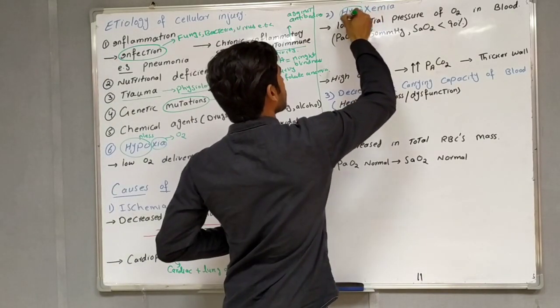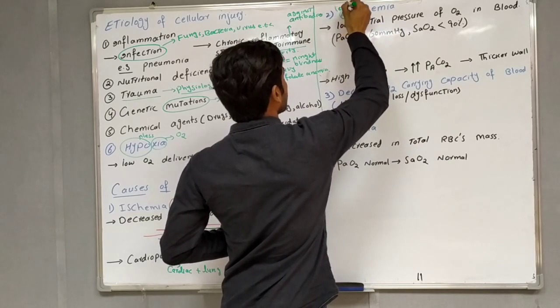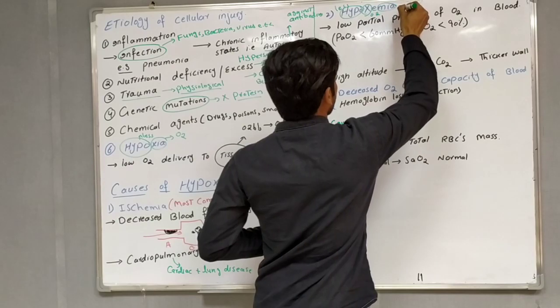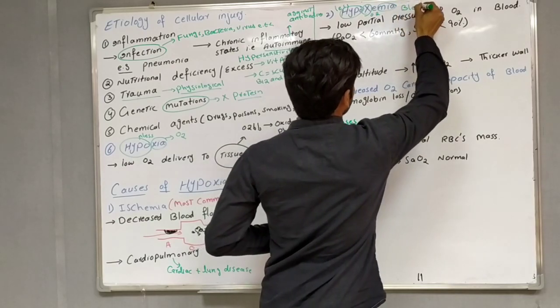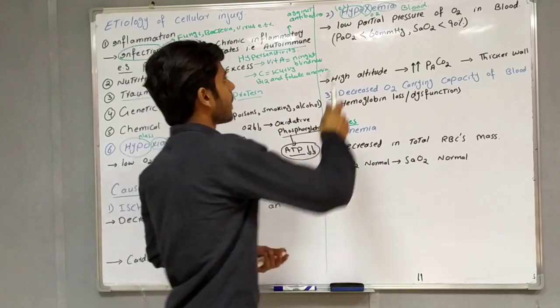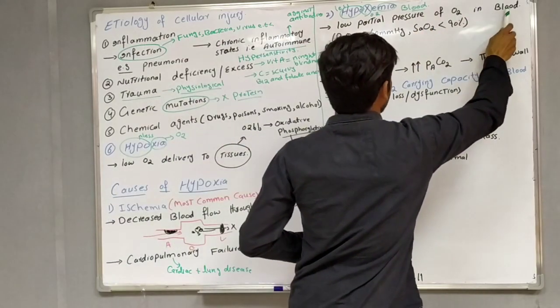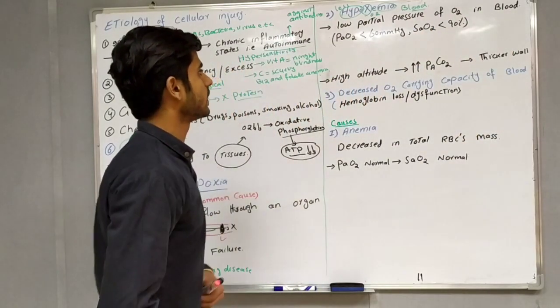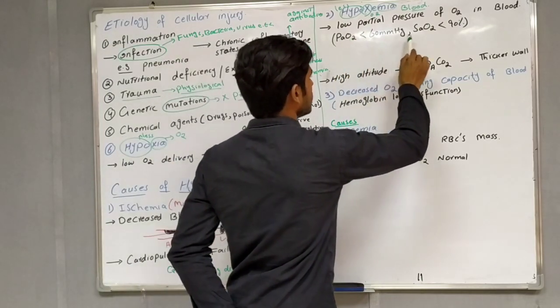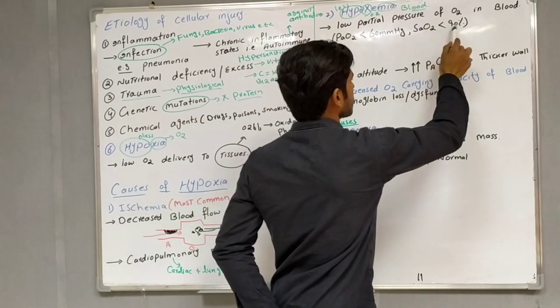Hypo means less. Oxy stands for oxygen, and emia stands for blood. So the definition of hypoxemia is a low partial pressure of oxygen in blood. The partial pressure of oxygen in blood will be less than 60 mmHg, and SaO2 will be less than 90%.